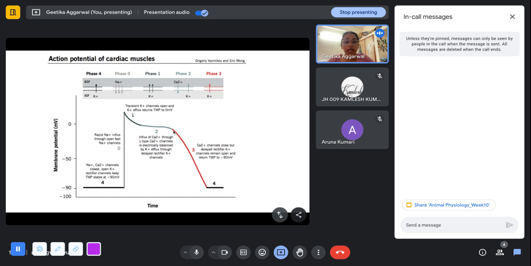As you can see in phase 3, the calcium channels have closed, but the potassium channels are still open. That is what returns the membrane potential to minus 90 millivolts again. So what is happening here is that these cells stay in phase 2 for an extended period of time, as compared to other action potentials that we saw earlier in neurons, in muscles, or in the pacemaker cells. So this is an important thing to keep in mind, and this is how the action potential happens in the cardiac muscles. So are there any doubts at this point?